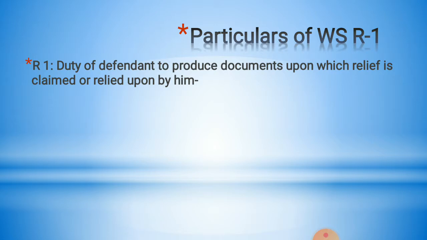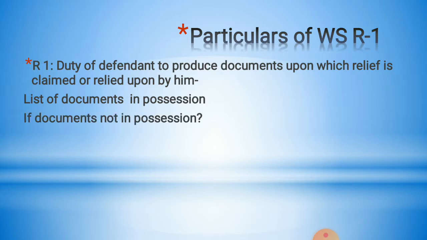Now let us see what are the particulars or other rules of written statement. Rule 1 of Order 8 says that it is the duty of the defendant to produce all the documents which are referred to in his written statement and on which the defendant relies. How shall the documents be produced? The defendant shall prepare a list of documents that are relied on by him in his defense. He shall state in the list the documents that are in his possession. What about the documents that are not in possession of the defendant? In such case, the defendant will have to mention in whose possession or power the documents are.